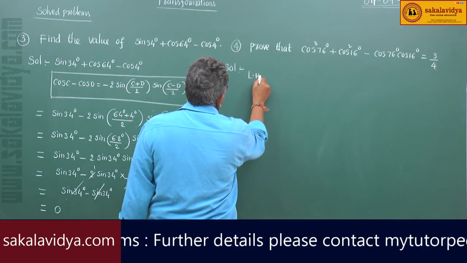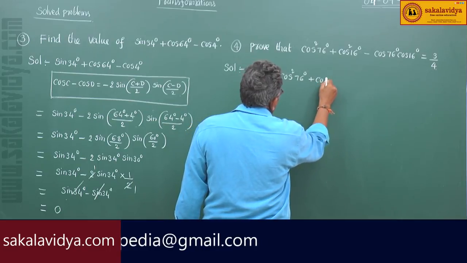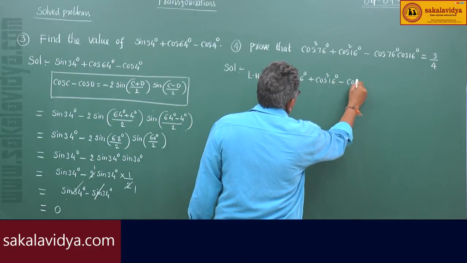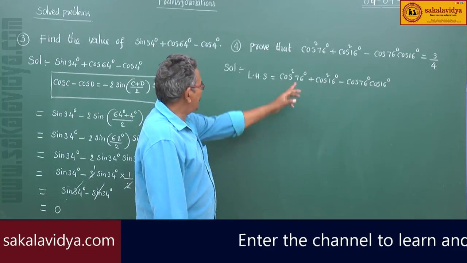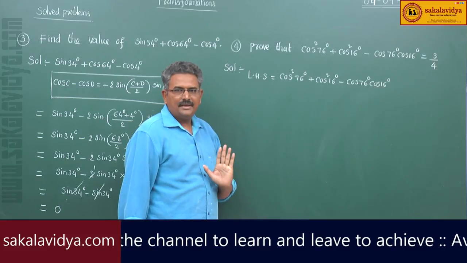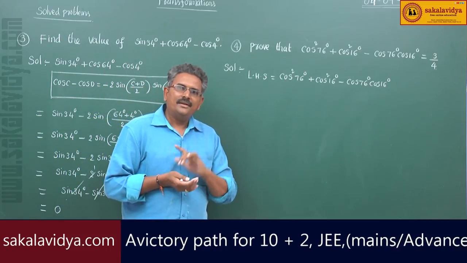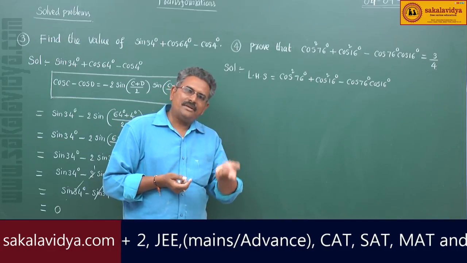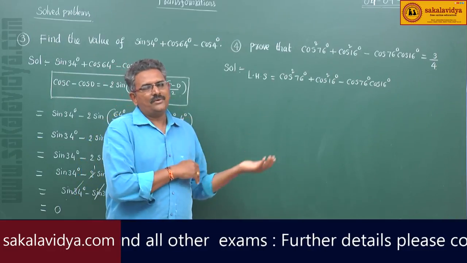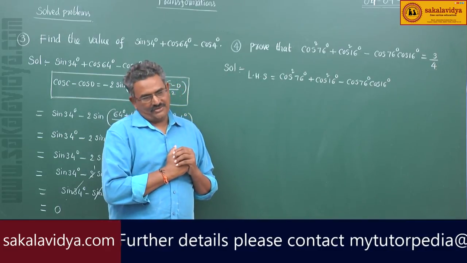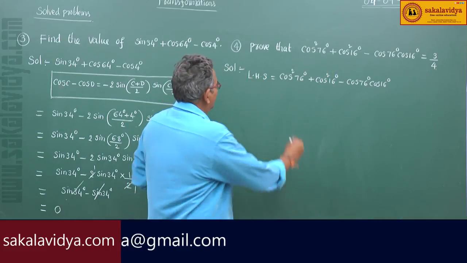Now, consider left hand side, cos square 76 degrees plus cos square 16 degrees minus cos 76 degrees cos 16 degrees. Just check it, this will be in the form of cos square A plus cos square B. We don't have any formula for cos square A plus cos square B. Just think of, we have the formula for cos square A minus sin square B, which equals cos of A plus B into cos of A minus B, which we have discussed in earlier video sessions. So, now this cos square 16 can be changed in terms of sin. So, let us change it.